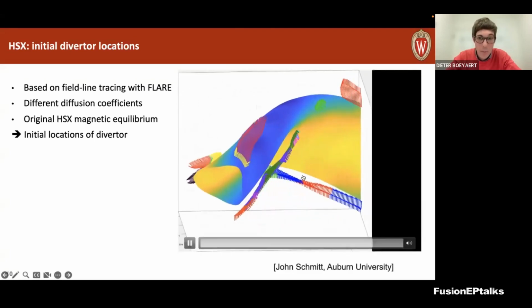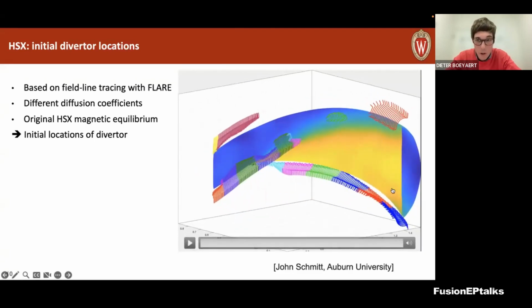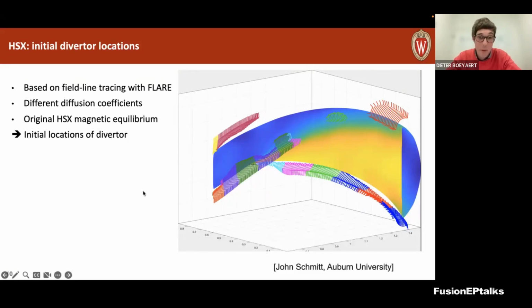So you can see here in the middle your last closed flux surface, which is basically the last closed flux surface that we get from VMEC. And then in these different colors you have all the divertor locations which came out, where there will be some strike lines touching the targets, touching the wall. So in front of that, we said okay, 2 centimeters from the wall, we place these initial divertor targets, and with that we can work further.